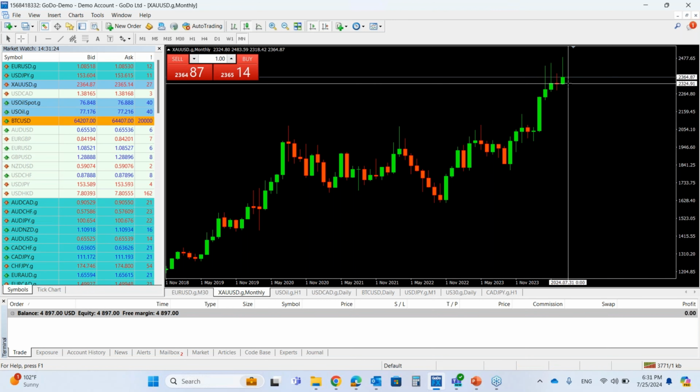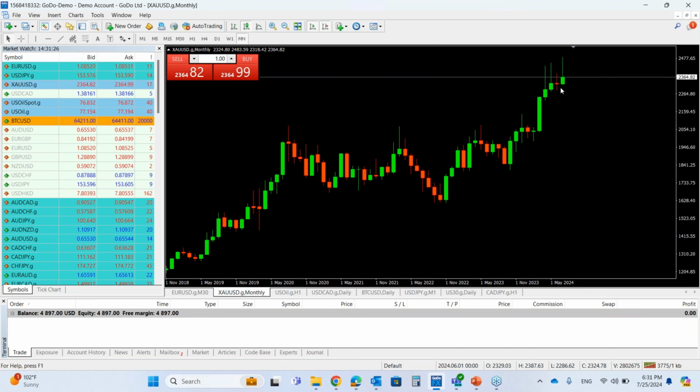So this candle, the July candle, opened at $2,324 per ounce. Now we trade at $2,364 per ounce. So actually the 1 month candle is green. This means it's an up candle. The market has gone up from the 1st of July until now. So we now know that technically, on the long term, we are in a very strong uptrend.